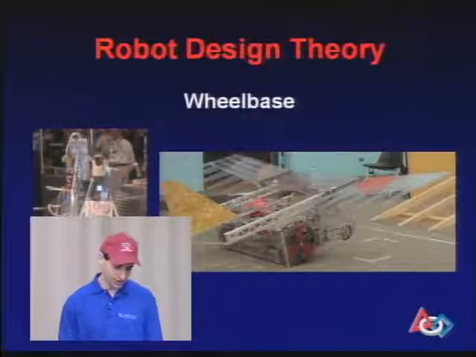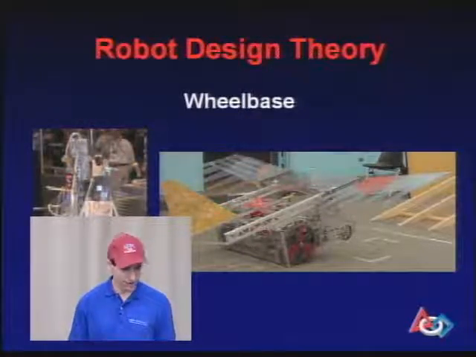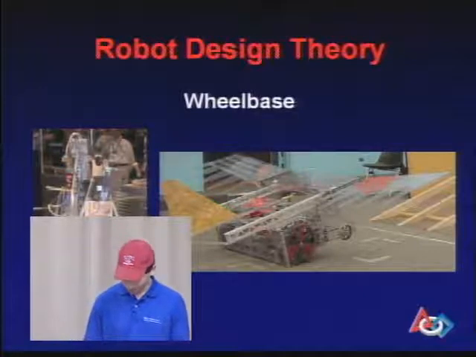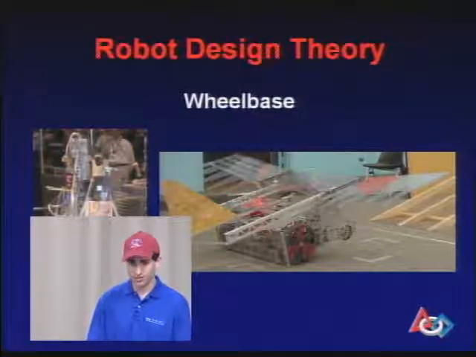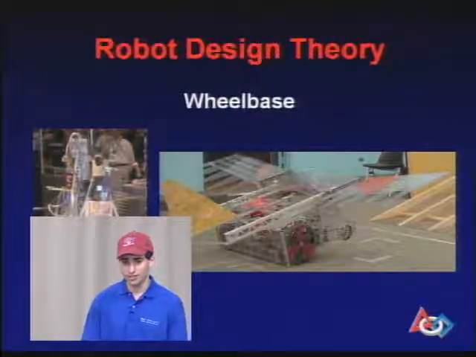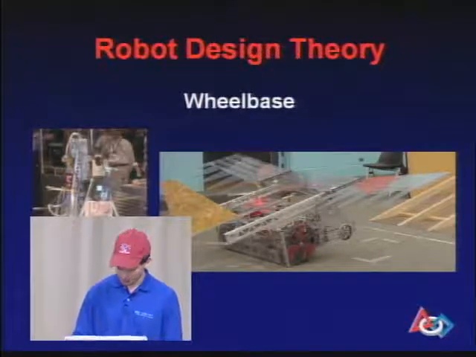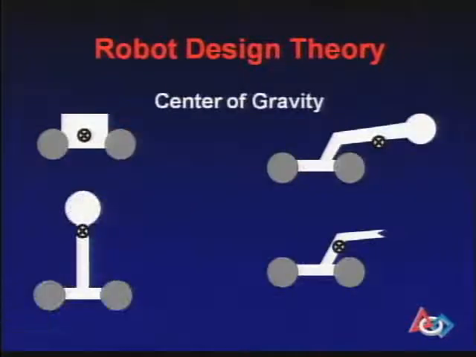Now, I mentioned before that this long, skinny robot had trouble with tipping. That also, in addition to the fact that its driveline was long and skinny, has a lot to do with where the center of gravity is located. So here I have four sample robots looking from the side, and I've marked about where the center of gravity of each one is with the little circle with the X in it here. So look at which one of these are good designs.